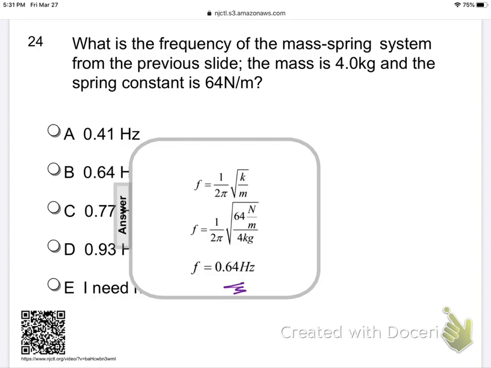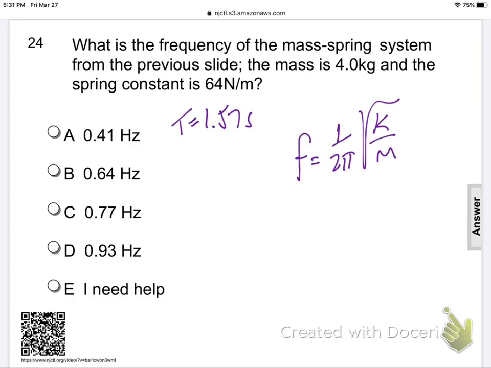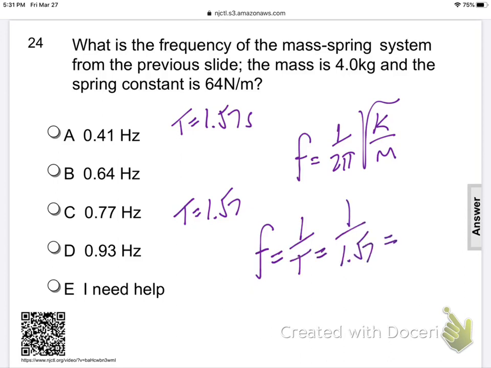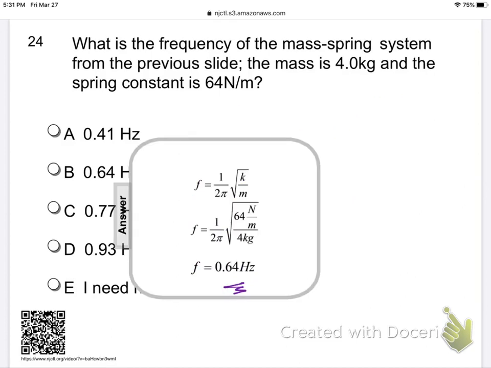Interesting though, there is an easier way of doing this. Here's a little trick for you. We know that the period is equal to 1.57, and we know that frequency is equal to 1 over the period, so we could just do 1 over 1.57, and I'm getting 0.64 hertz. So it looks like there's an easier way of solving that particular problem.